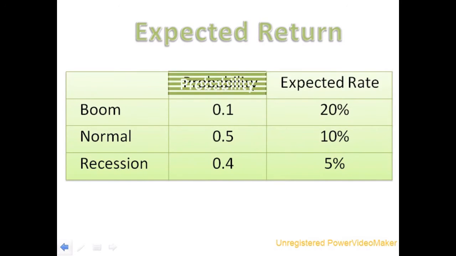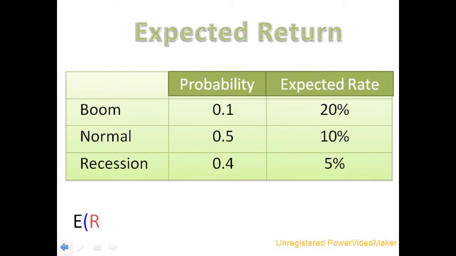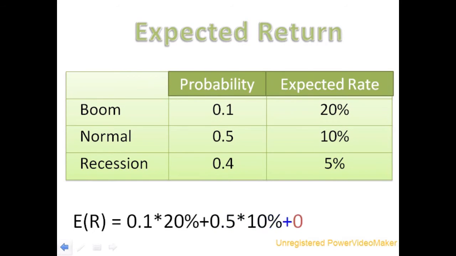Next, we look at the expected return of the stock. The return is related to the probability of the possible outcomes. Look at this example. Now we multiply the probability of the three states of economy and the respective expected rate, and then add them up. So the expected return of this stock should be 9%.